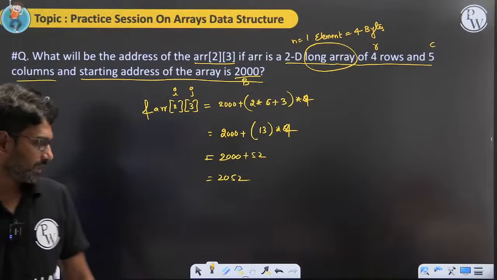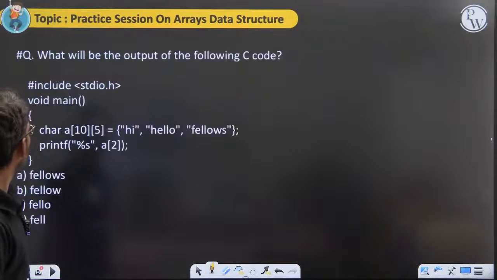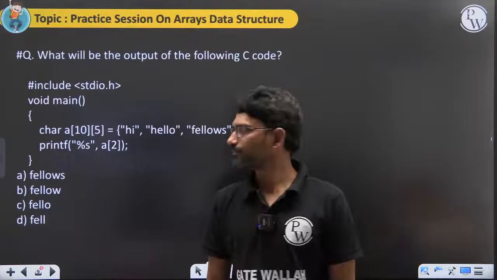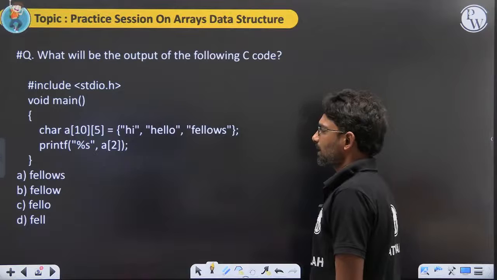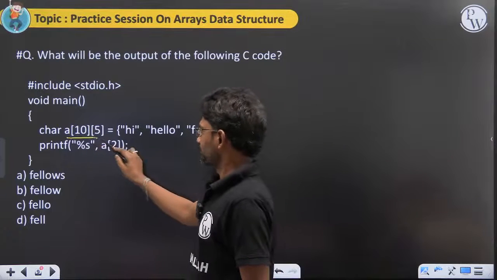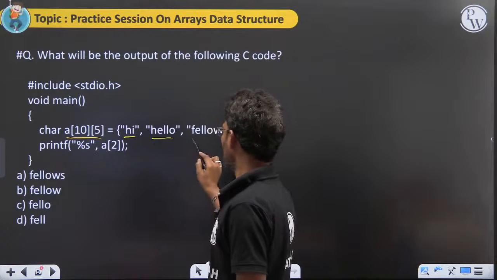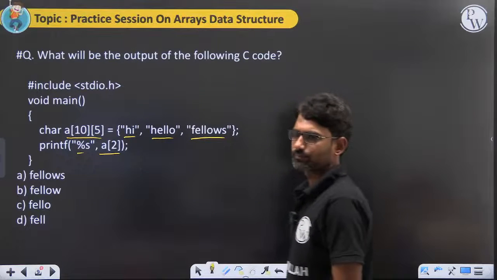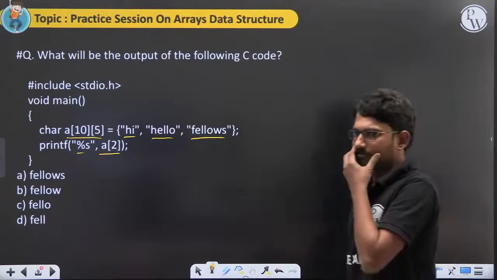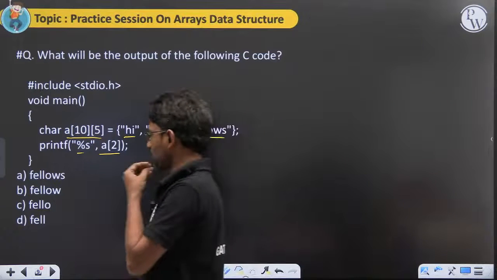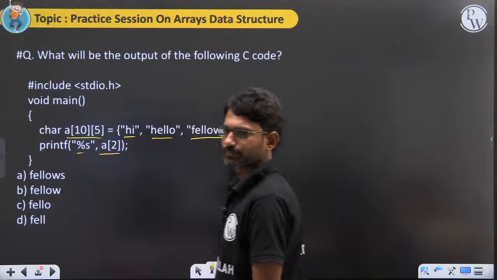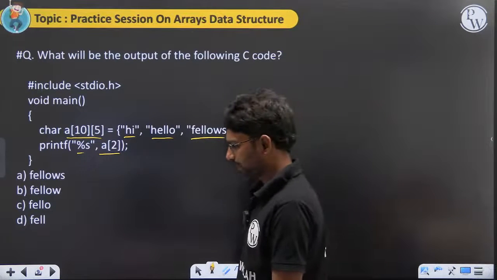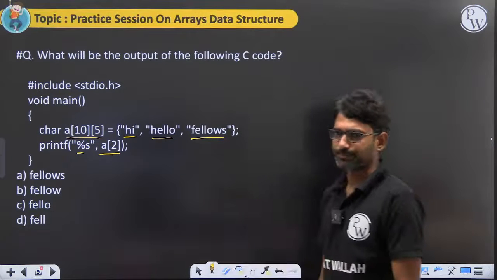Okay, next. What will be the output of the following C code? Void main, char a of 10 by 5 equal to "hi", "hello", "fellows". Print a of 2. So what is printed? Fellows, fellow, fellow, fell. It is a simple question only, but still you have to focus and answer.